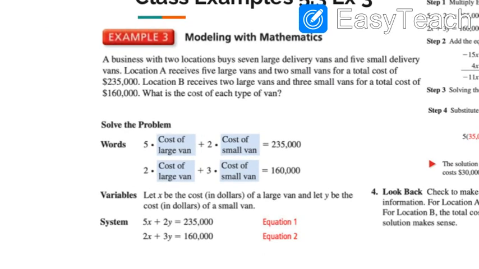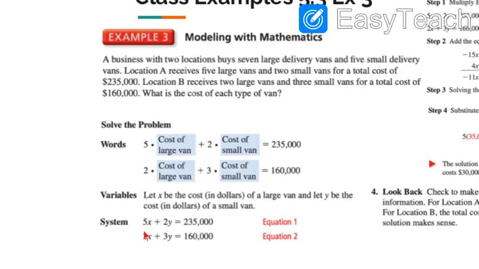Their example is they have a business and buys 7 large vans and 5 small vans. 2 different locations get the 2 different things. So location A has 5 large vans and 2 small vans, and location B has 2 large vans and 3 small vans for their total cost. So that's how they built these equations. Again, each sentence, like location A receives 5 large vans and 2 small vans for a cost of $235,000, is modeled here in this equation, and then it's modeled here in this mathematical equation.